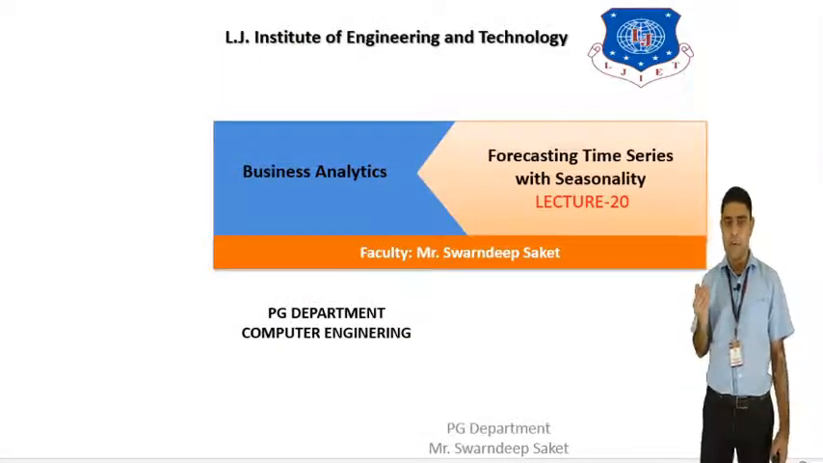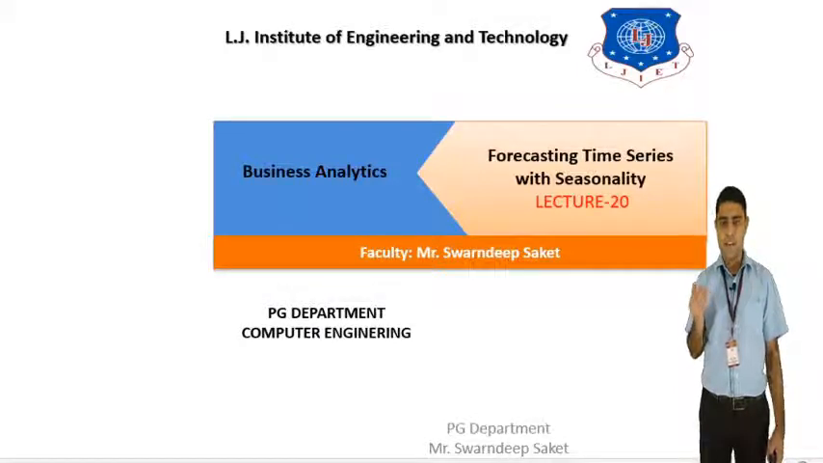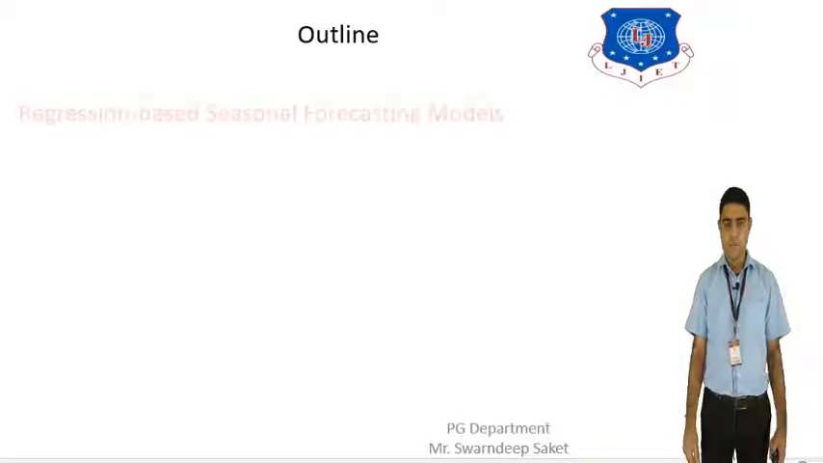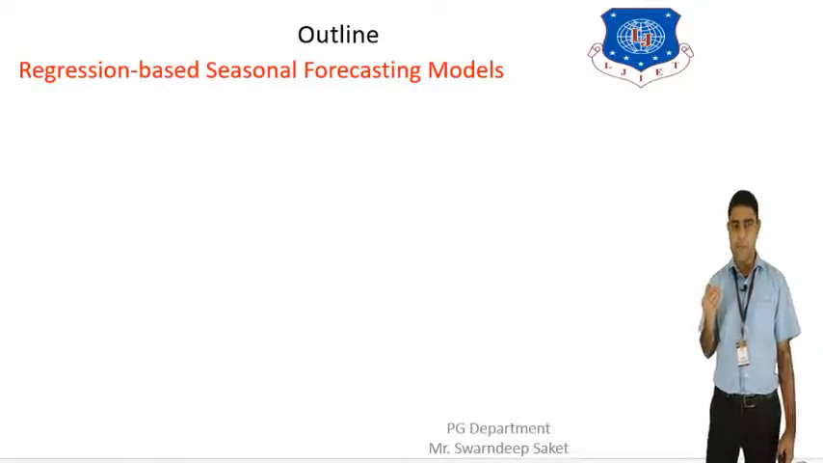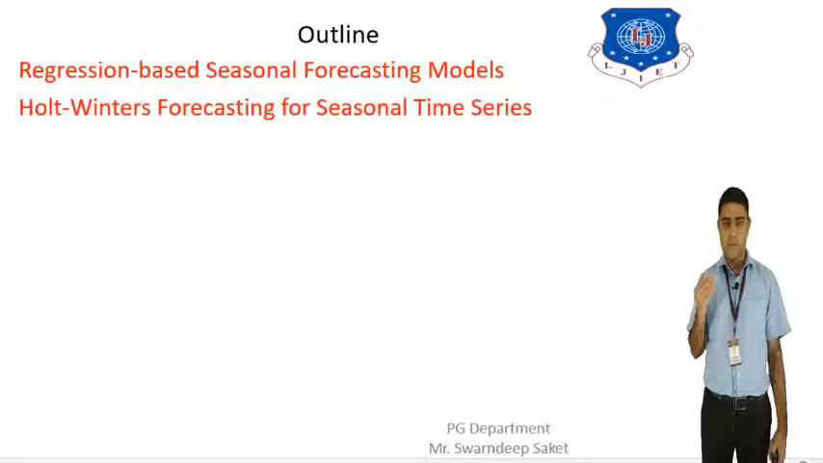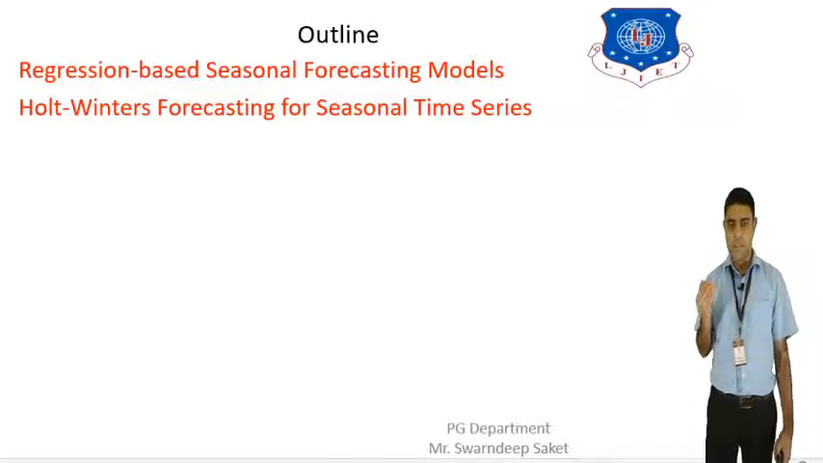Next topic is forecasting time series with seasonal trend, seasonality. Seasonal trend is a technique where the data is taken in a seasonal way, that is, month wise, day wise, or year wise data will be used for the seasonal effect. So it is using the forecasting time series method for seasonality. In that we will see the regression based seasonal forecasting model and Holt-Winters forecasting for seasonal time series. These are the two models used for seasonal time series data.